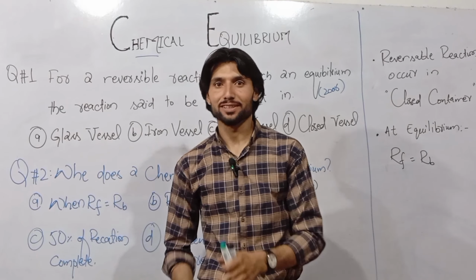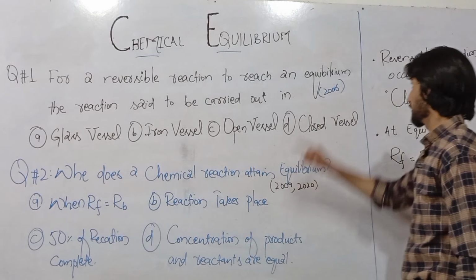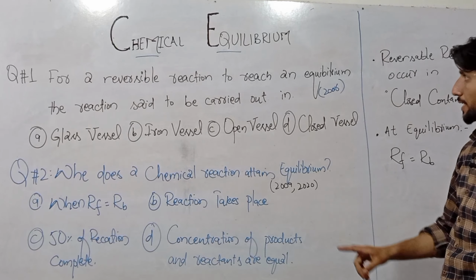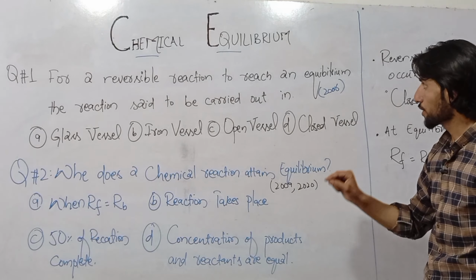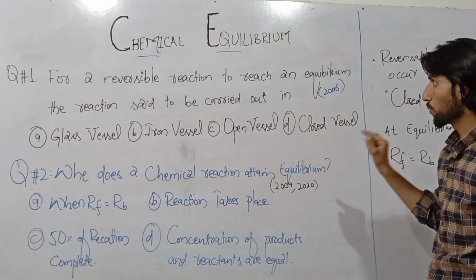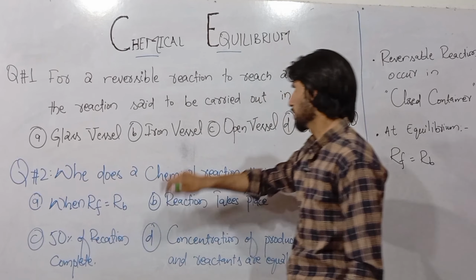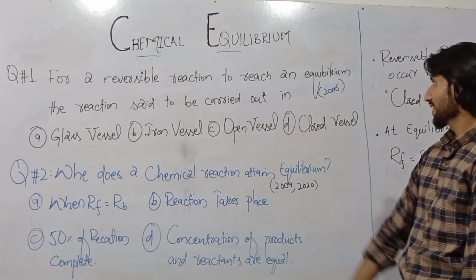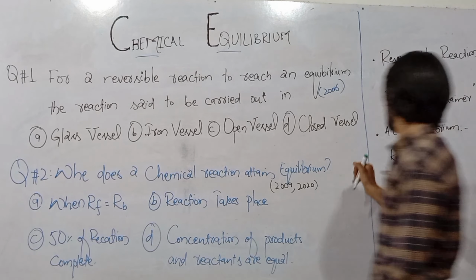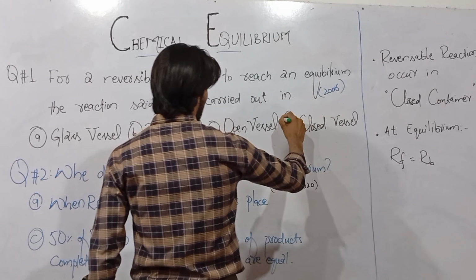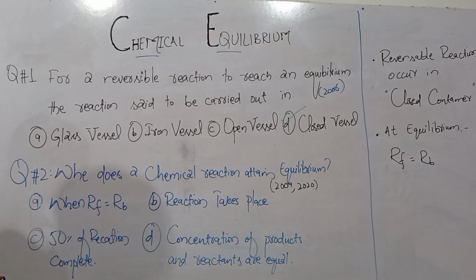So here are the questions on the concept discussed. The first question appeared in the 2006 paper. It says that for a reversible reaction to reach equilibrium, the reaction is said to be carried out in: as discussed earlier, glass vessel? No. Iron vessel? Not necessarily. Open vessel? No. Closed vessel? Yes, as discussed. The reaction should occur in a closed container. So, easy peasy.